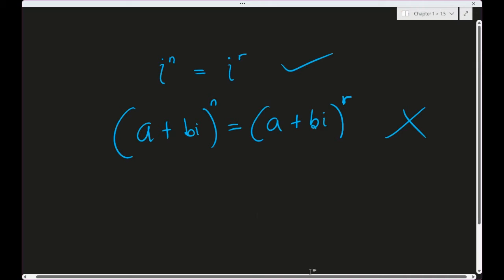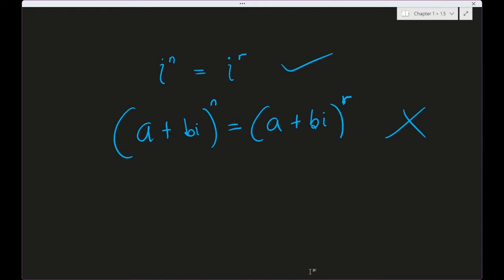Hello, in this video, we'll be addressing some common mistakes made by students in complex numbers. One of such mistakes is the one before us, where we have the powers of the imaginary number, i to the power n, which we know is the same thing as i to the power r, where r is the remainder when we divide n by 4.